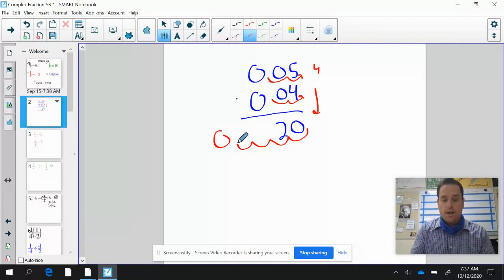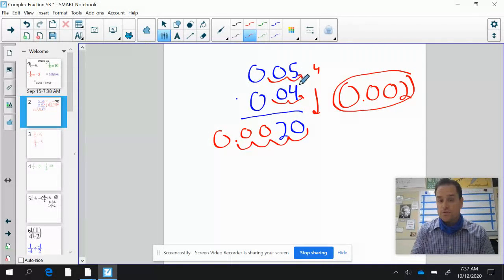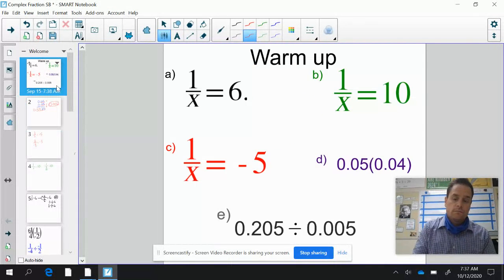Remember, when you're multiplying this, this is like taking a piece of a piece. This is like taking 400ths of 500ths. It's going to be a very small number. You got to move those decimals over to the right. Let's take a look at the last one.